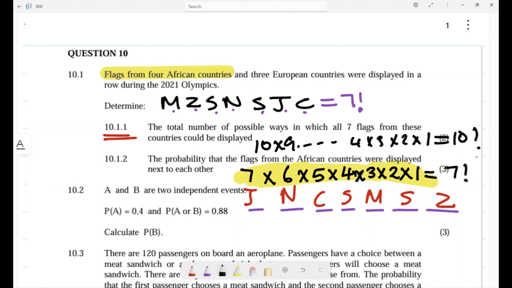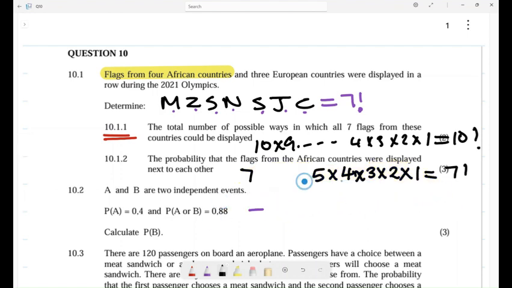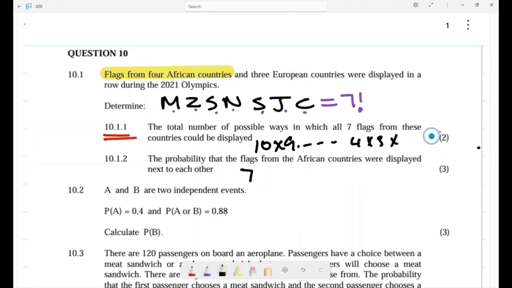All right. So the answer here is 7 factorial ways in which these flags can be displayed. I believe you are following. Hence here I said 7 factorial. Now I'm going to say the answer is 7 factorial. But what is 7 factorial? You go to your calculator and say 7 shift. I don't know where you get factorial on the calculator, but I can't see my factorial, people.